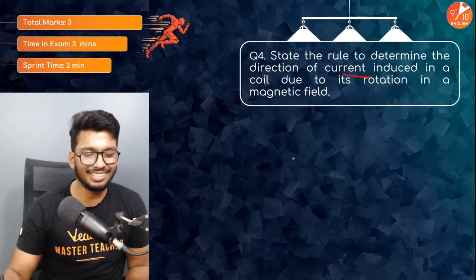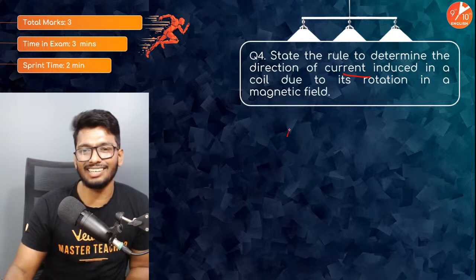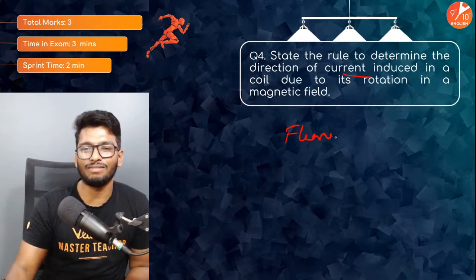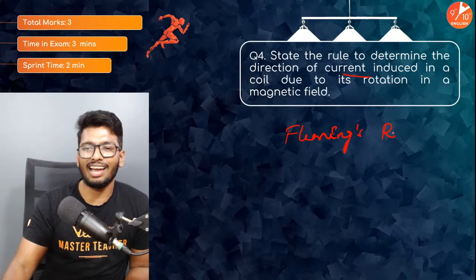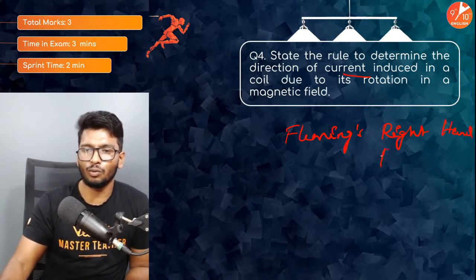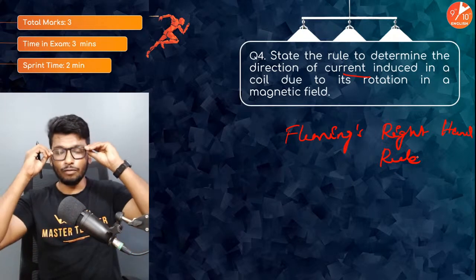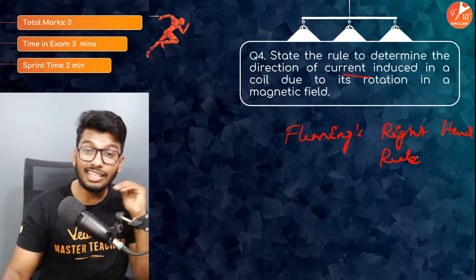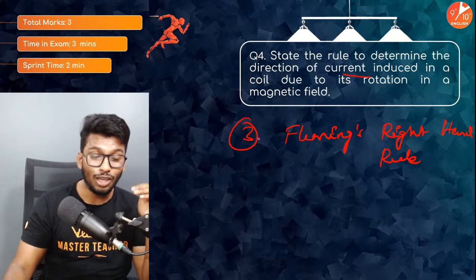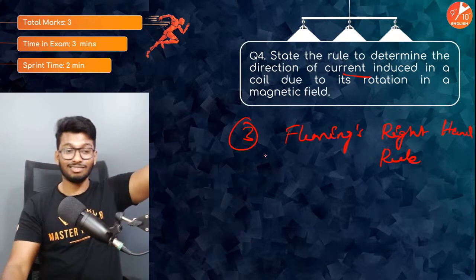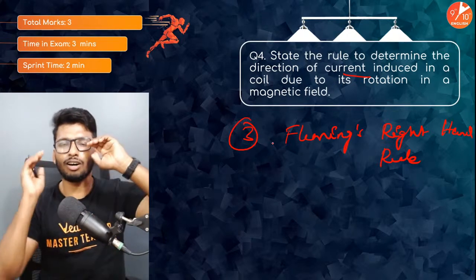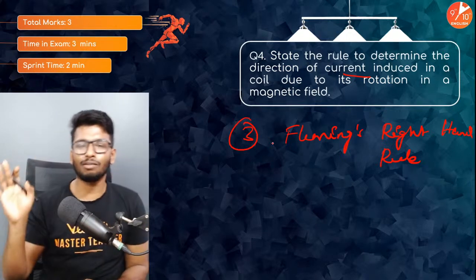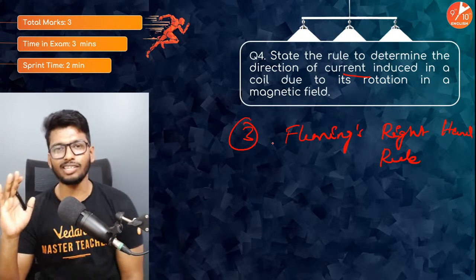It's exactly Fleming's right-hand rule, guys. Fleming's right-hand rule is the one that you use to find out the direction of the induced current. Since it's a 3-mark question, you can't just write that and let it go, and expect full marks. No, nothing like that.